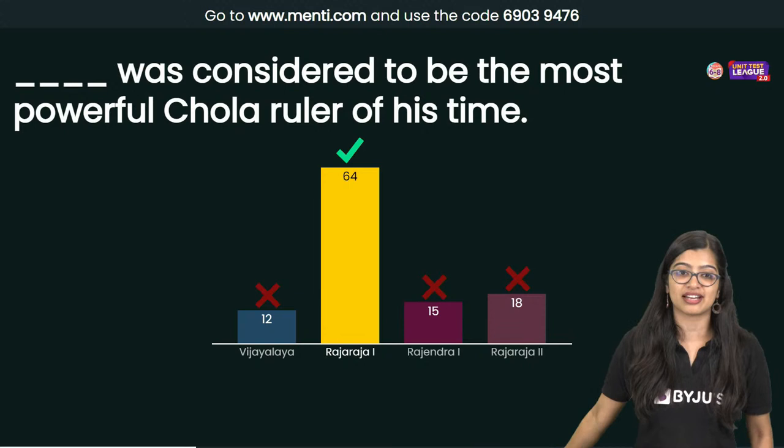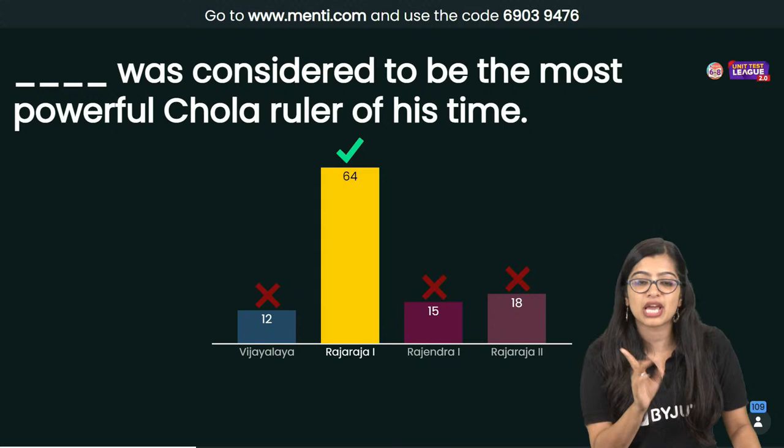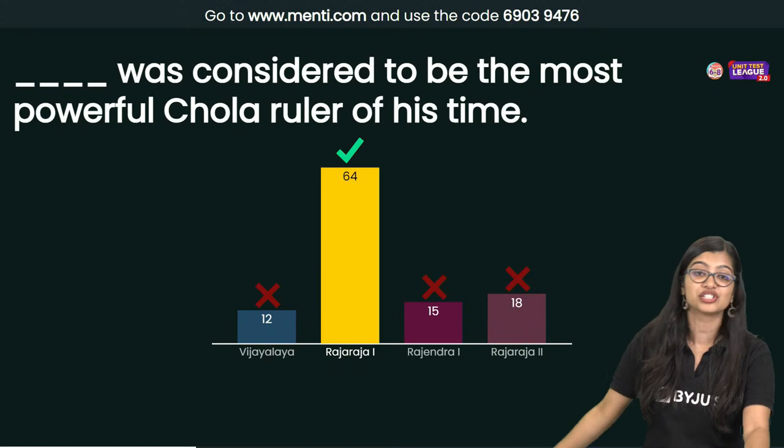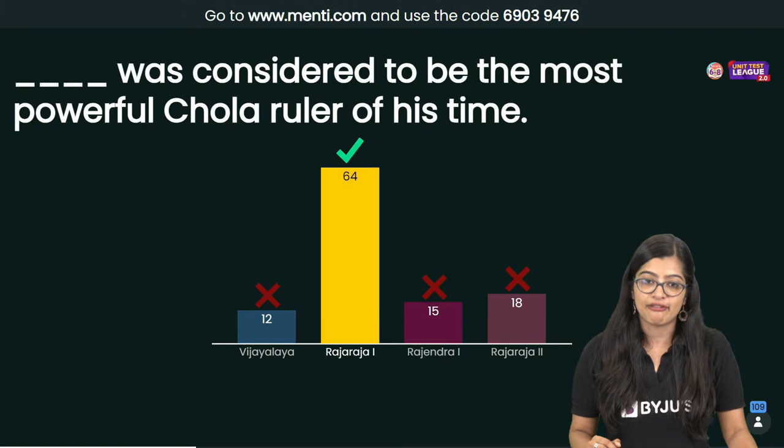Who is this Rajendra the first? Who is Rajendra the first? Can you tell me? You only tell me. I know you know the answer to this. He was the son, right? He was the son of Rajaraja the first. So the correct answer here is option B, because he was the one who expanded the Chola Empire, right? Very good. Yes. Very proud of all of you.